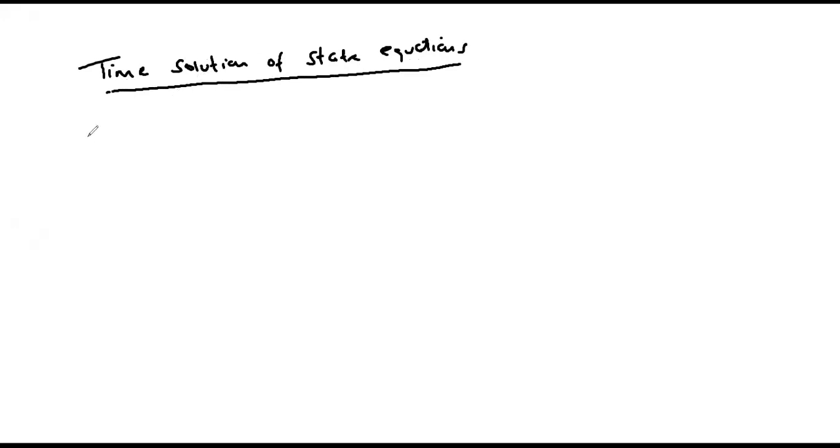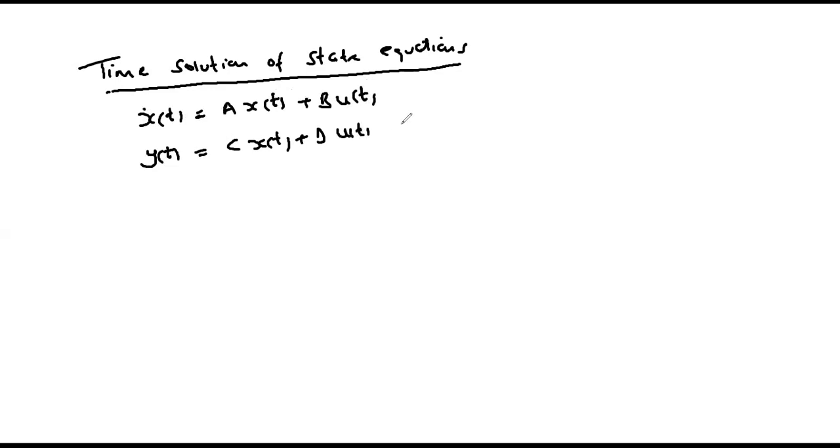We've been able to model any given control system in state space using the state equation and the output equation as x dot of t equals A x of t plus B u of t, and y of t equals C x of t plus D u of t. And of course, this is for linear time invariant systems.